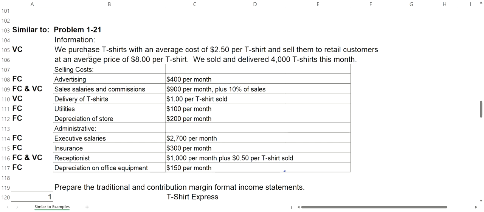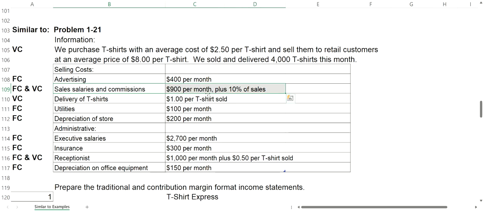So let's start with our cost and identify them. First of all, we purchase the t-shirts at $2.50 per shirt. That is a variable cost, so I put VC out to the side because the total amount of that depends on how many t-shirts that we buy to resell. Going to our other expenses, advertising is $400 per month. That's a flat amount per month. So I identified it as a fixed cost.